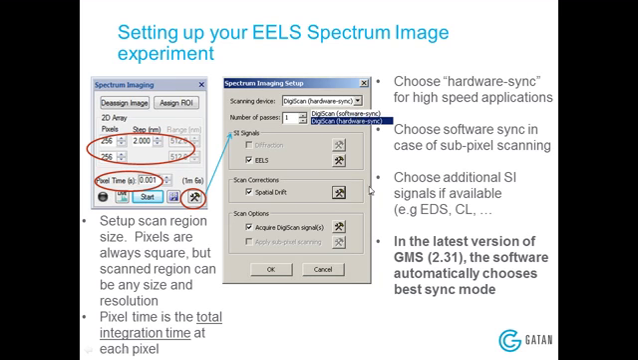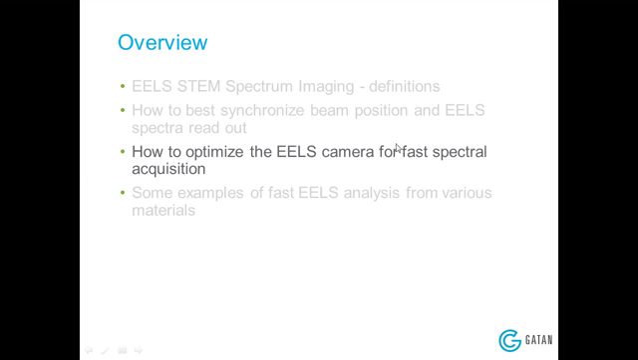The other thing that's important is that you can choose the additional signal. And in the latest version of Digital Micrograph, GMS 2.31, the software will automatically choose the best synchronization mode, which is always hardware sync if your exposure time is relatively low. So now we learn how to best synchronize the beam position and the camera readout.